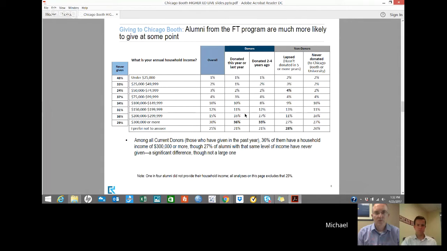The other finding here is that if you look at this by Chicago Booth program, the graduates of the full-time program are much more likely to give at some point. My hypothesis is probably because they're nurtured from either a very early alumni stage or possibly before they even graduate to start giving with the annual fund. So their rates are much higher than other MBA programs at Booth.